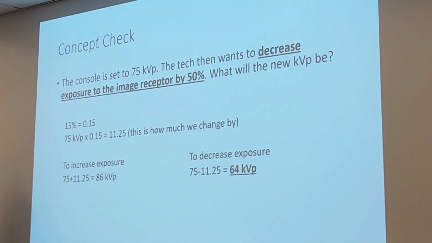So you're decreasing the mass to 50%. Are we changing the mass? You're not changing the mass, you just want to decrease the exposure by half. Correct. So mass is not changing right now. All that's changing is exposure, the number of X-rays reaching the IR, and we're changing that by changing the KVP.